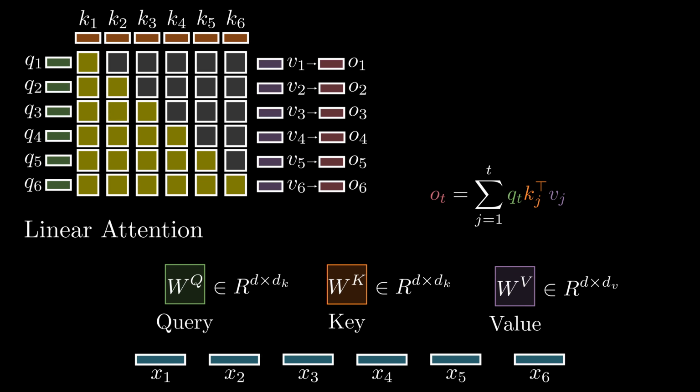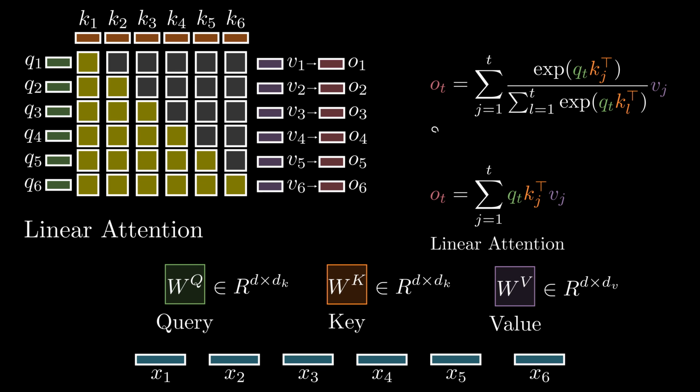Concisely, we express the output vector OT as this equation. This is the linear attention mechanism. Compared to the standard softmax attention, linear attention removes the nonlinear softmax function for normalizing the attention scores.